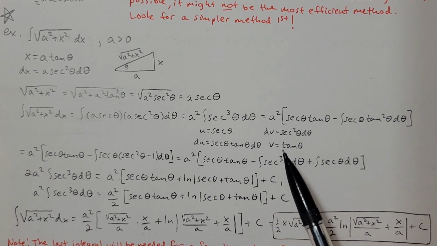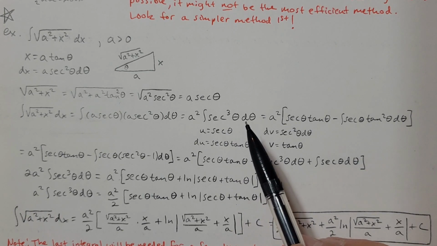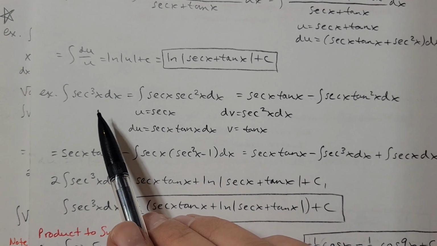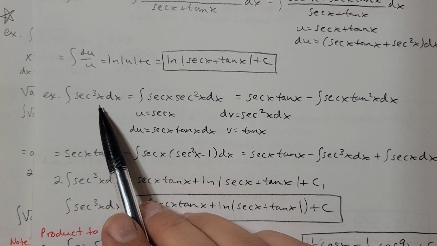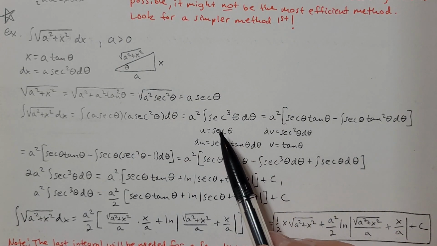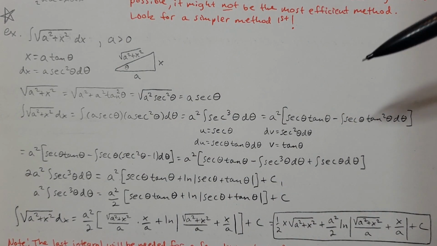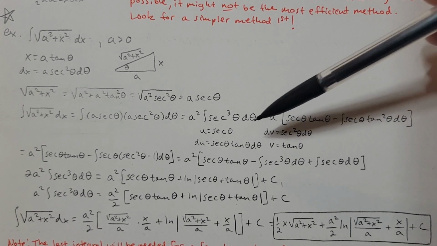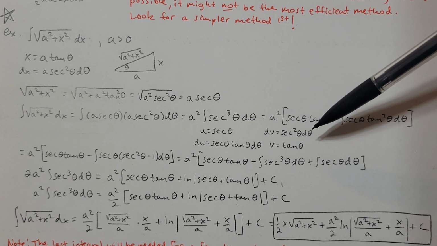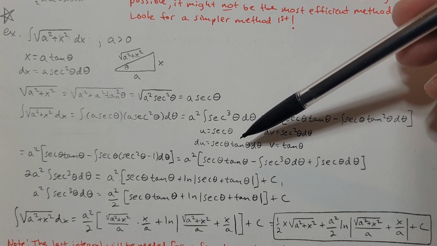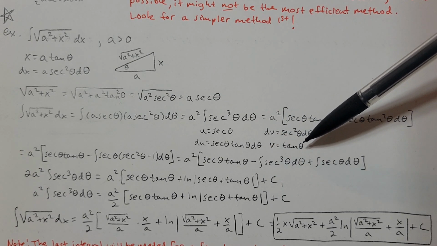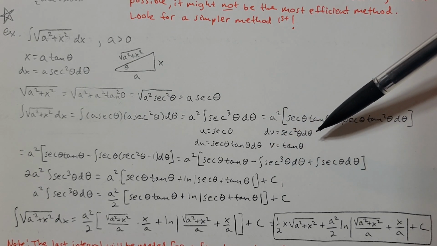And now we have seen this integral before. We saw that in section 7.2 right here, right? So I'm going to integrate this same integral here. And we need to use integration by parts. So if I let u be secant theta and dv be secant squared theta d theta, du is secant theta tangent theta d theta, and v is tan theta, since the derivative of tan theta is secant squared theta.